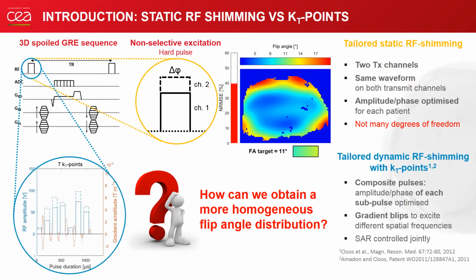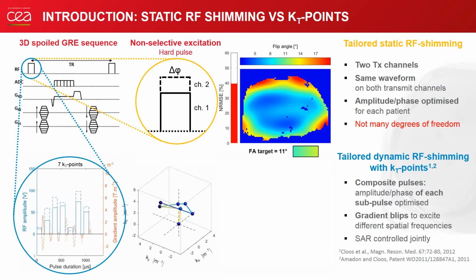What we propose instead is to keep the same hardware and just replace the hot pulse with the KT points that we introduced at the beginning of this presentation. In this example, on the left, you can see 7 subpulses in blue, interleaved with gradient blips in orange, which allow us to move through the so-called transmit K-space between each subpulse, as you can see on the plot on the right.